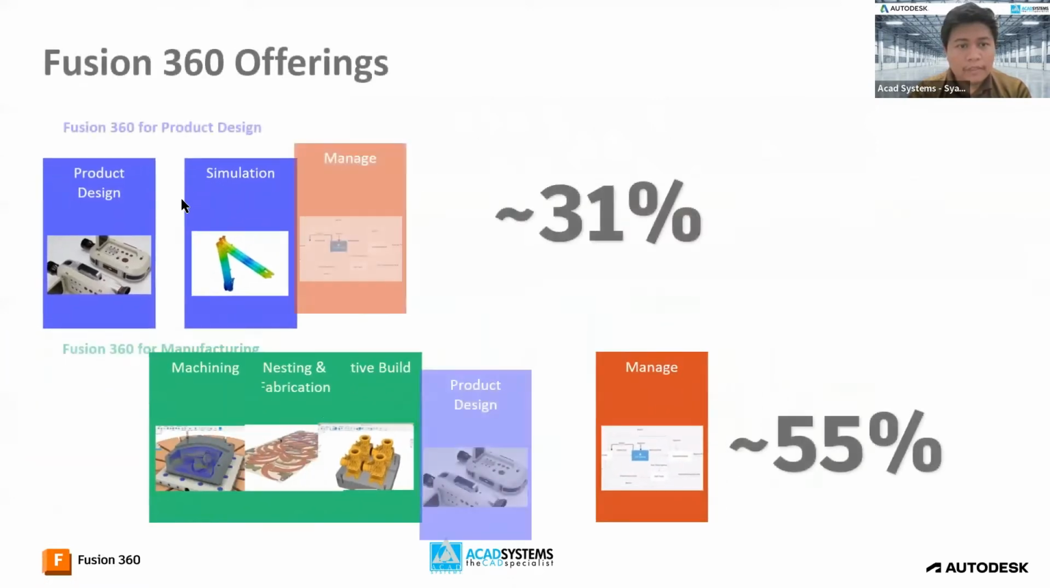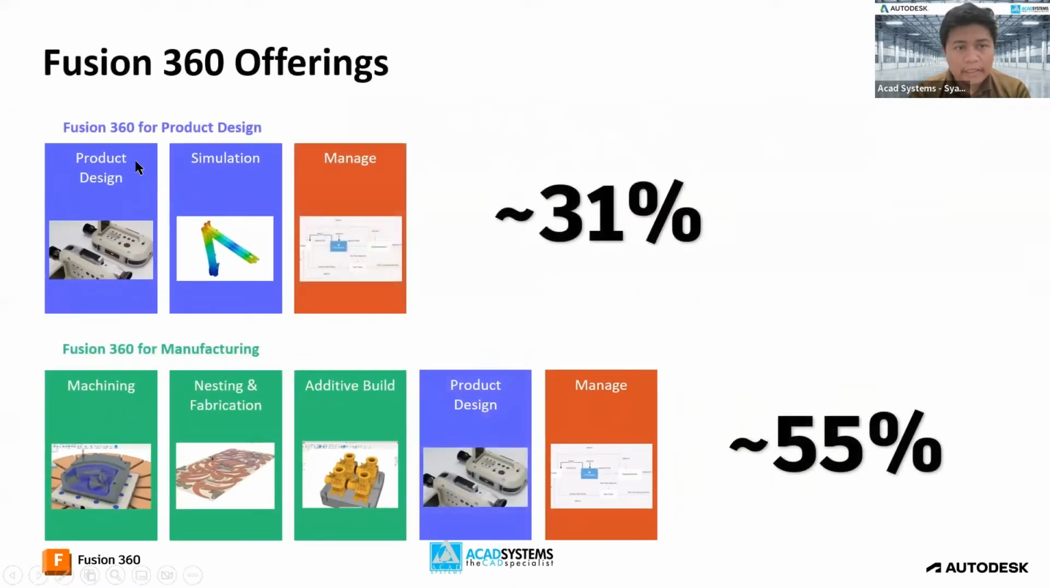The first one is product design, simulation, manufacturing. This one is advanced manufacturing, nesting and fabrication, additive build, product design and management. So these will be the groups that you are able to subscribe to when you already have Fusion 360. Only on this one, only the extension for Fusion 360.